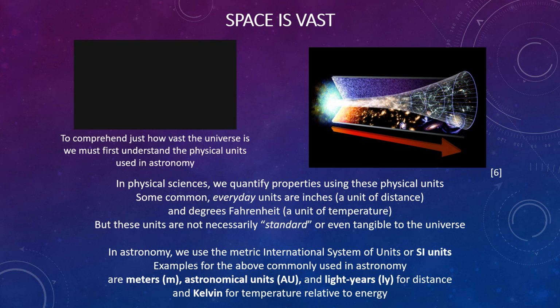An astronomical unit and a light year are two other distances that we commonly hear in astronomy, and they are lots of meters. We'll see on the next slide how many meters an astronomical unit has and a light year has, but it just makes more sense to use a single unit when you have that many meters. And then for temperature, we'll be using Kelvin instead of Fahrenheit.